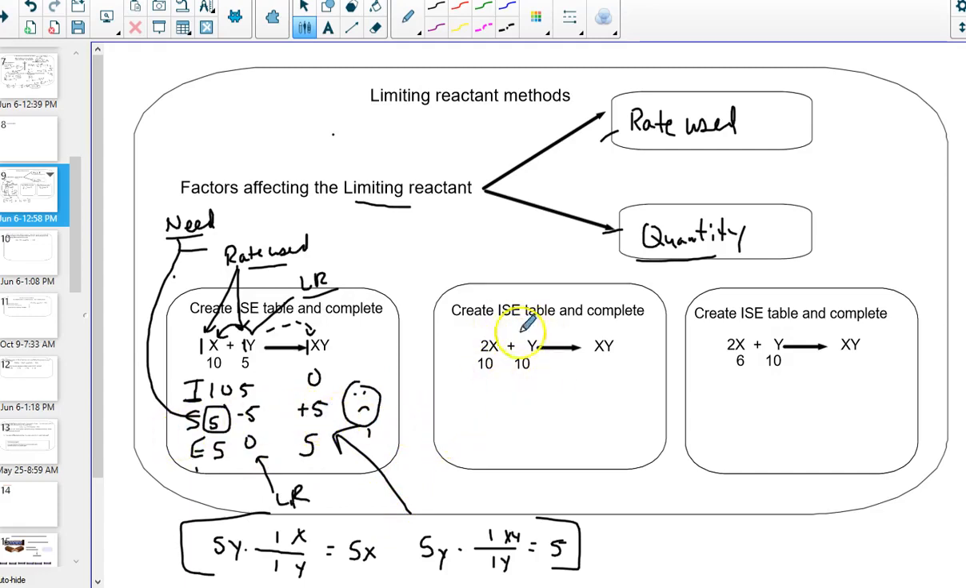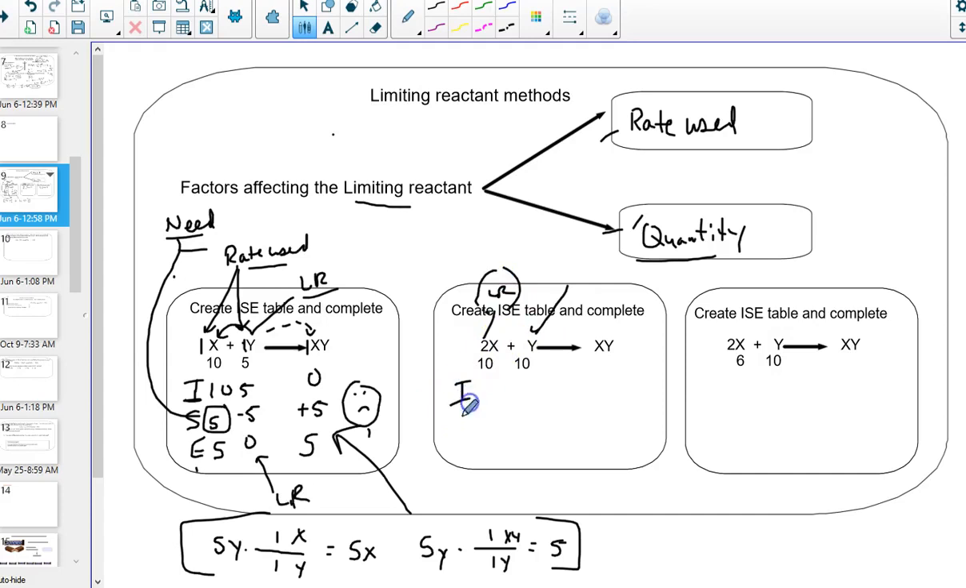Okay, here's another scenario. Equal quantities, but this one is getting used up twice as fast. Remember, neither of these is more important than the other one. Therefore, this is my limiting reactant. Now, if I mistakenly choose the wrong limiting reactant, what happens? Let's try it once. We know this is limiting, but what happens if I use this one?